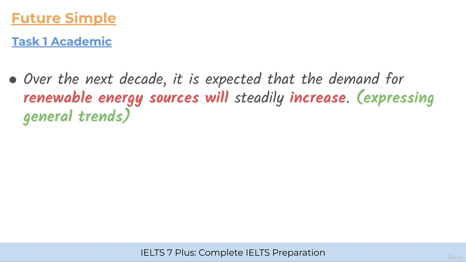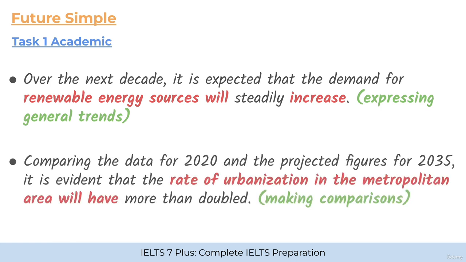Okay, so you can see how you can use something like this. In the next one, the rate of urbanization in the metropolitan area will have more than doubled. So have, following the modal auxiliary will, and then the subject there. Okay, so will is a bit of a giveaway here when you're thinking about the future. If you can see will, then it's one of the future tenses. And then if it's followed by the base form of the verb, then you know that it's a future simple.